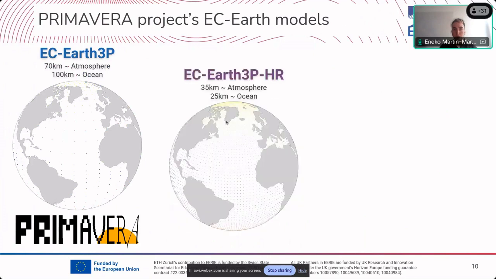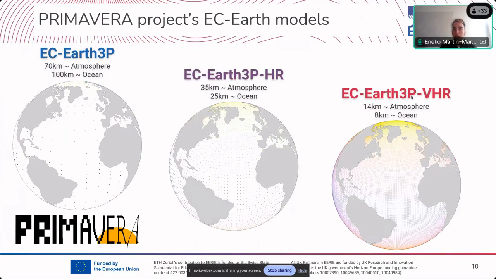Then we have an eddy-permitting model, which is 35 kilometers in the atmosphere and 25 kilometers in the ocean. And then we have the eddy-rich version of the model, which is 14 kilometers in the atmosphere and 8 kilometers in the ocean. Obviously, the resolutions are not the same in all the globe, so it depends on the latitude and the position, but it's an average idea for the mid-latitudes. And each point here represents 10 times 10 grid points on the model, so you need to multiply each point 100 times to have the real grid, which is much thinner.